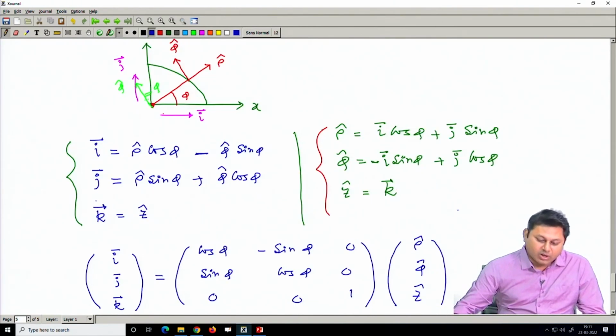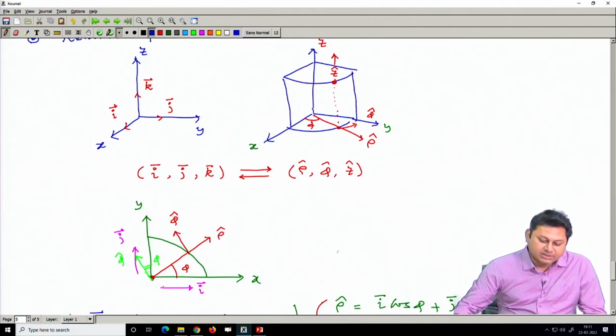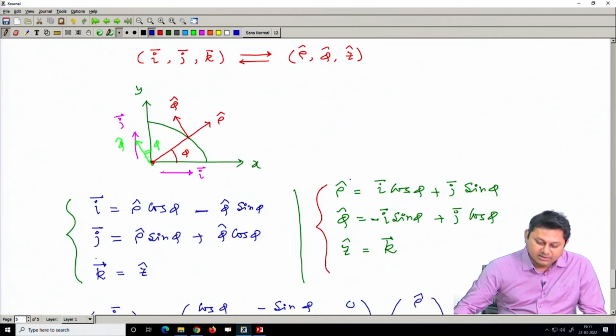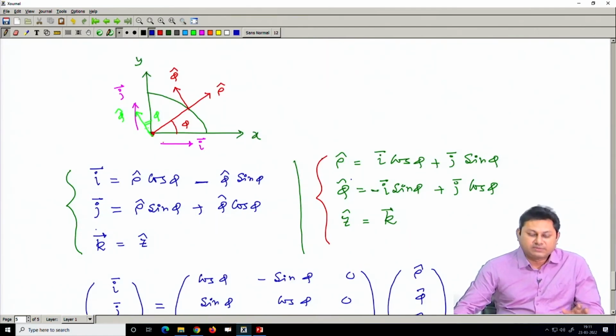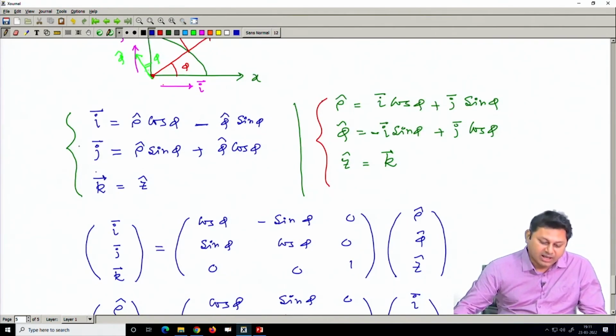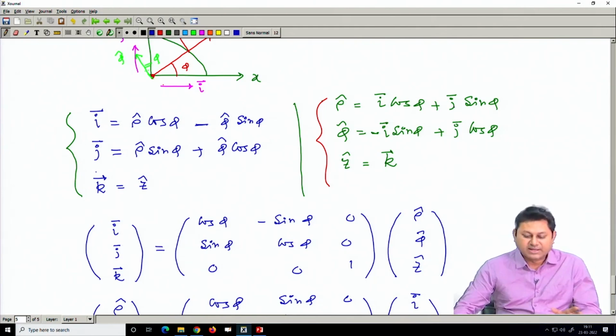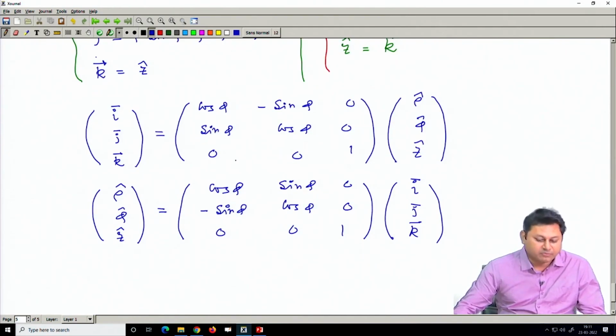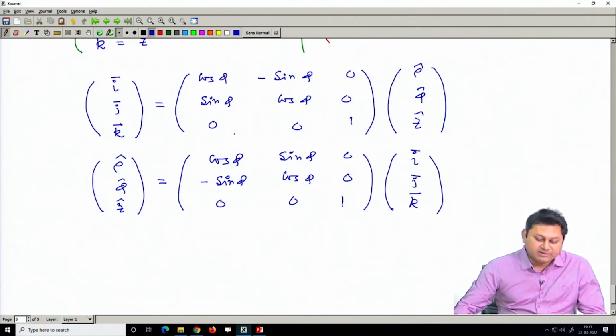These are the two transformations I am talking about, but the interesting thing is this matrix I formed. From scratch we understand how ijk and rho phi z are related, and I just decompose these vectors and find that i, j, k can be decomposed in terms of rho phi z in this way, rho phi z can be decomposed in terms of ijk in this way, and then write a matrix form. But interestingly, there is a relationship between them.